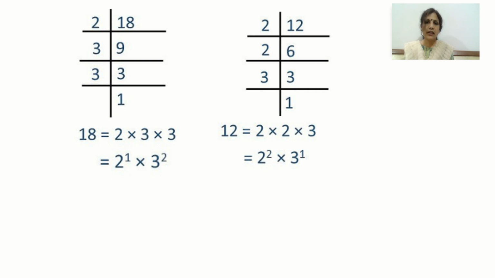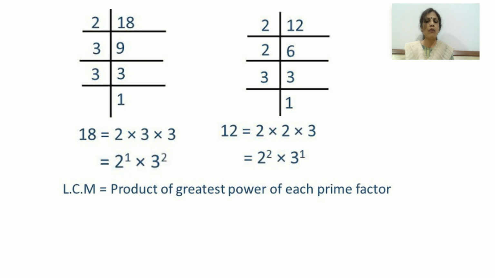Now to find the LCM of 18 and 12: LCM is the product of the greatest power of each prime factor. If you see the number 18, the greatest power is 3 raised to 2. If you see the number 12, the greatest power is 2 raised to 2, and therefore LCM is equal to 2 raised to 2 into 3 raised to 2. That is equal to 4 into 9, and 4 into 9 is 36.